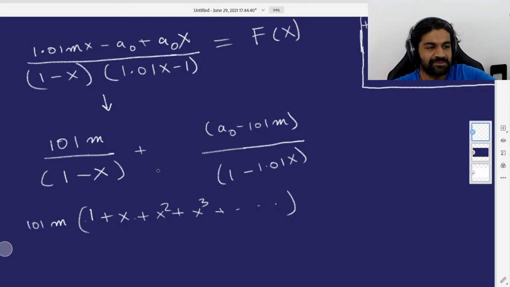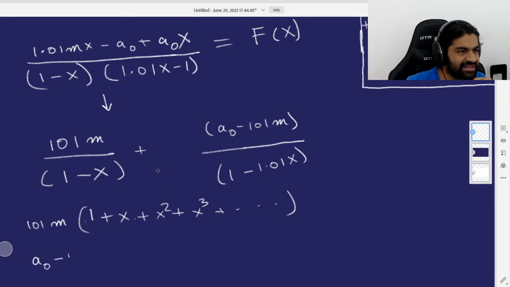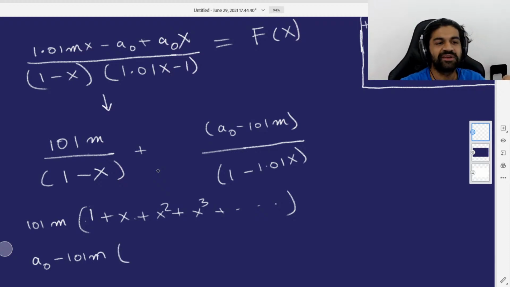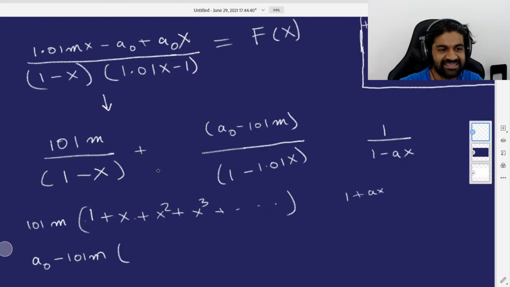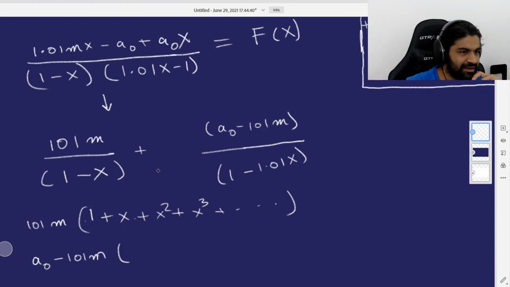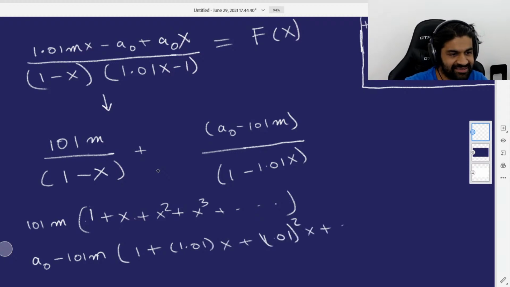Okay? What's the Taylor expansion of the thing on the right? Well, the Taylor expansion of the thing on the right is just a naught minus 101m, right? Times, okay, what's the Taylor expansion of 1 over 1 minus ax? Does anyone remember? So the Taylor expansion of 1 over 1 minus ax is just 1 plus ax plus a squared x plus a cubed x, and so on, right? So plugging that in here, I get that this expands to, of course, 1 plus 1.01 x plus 1.01 squared x, and so on.